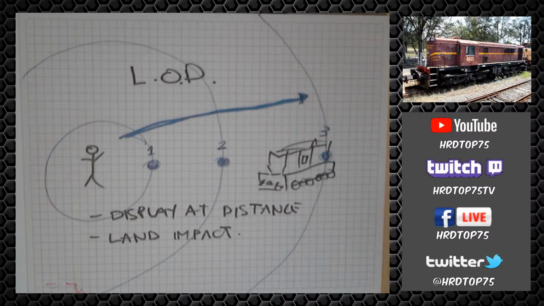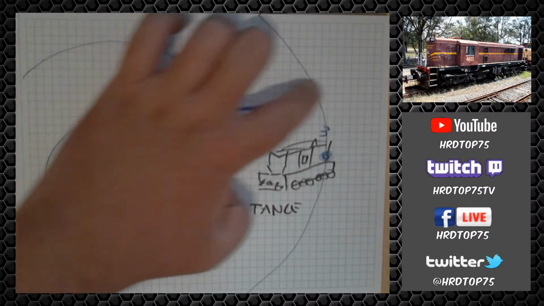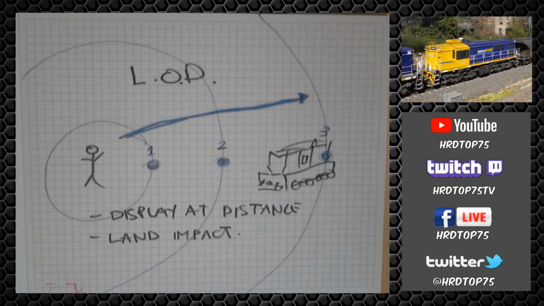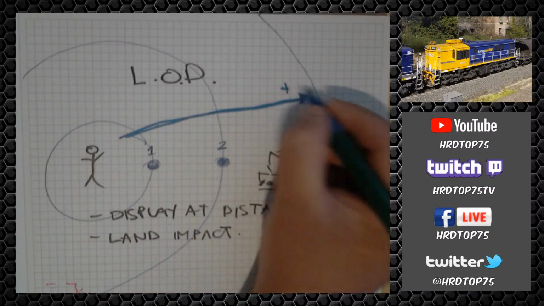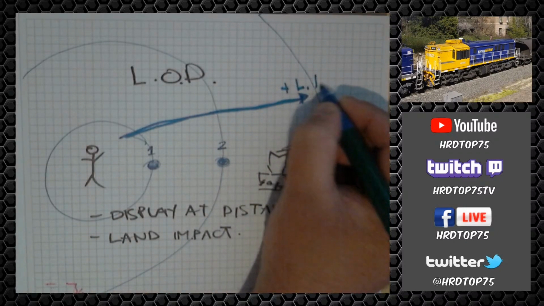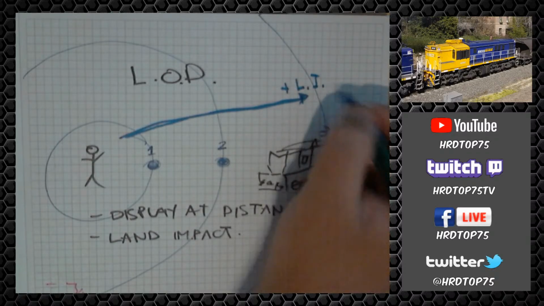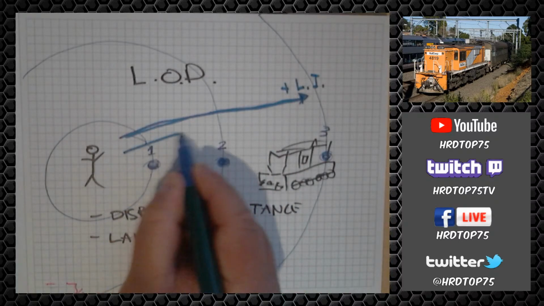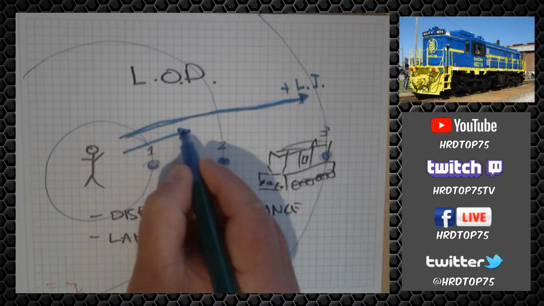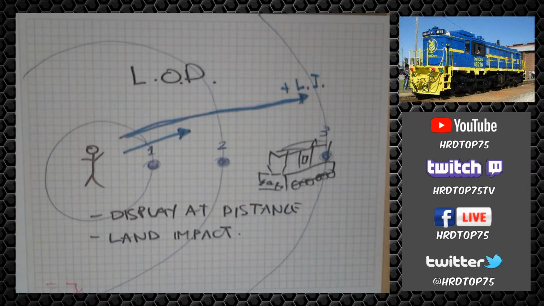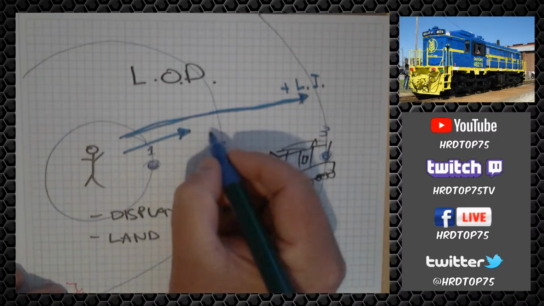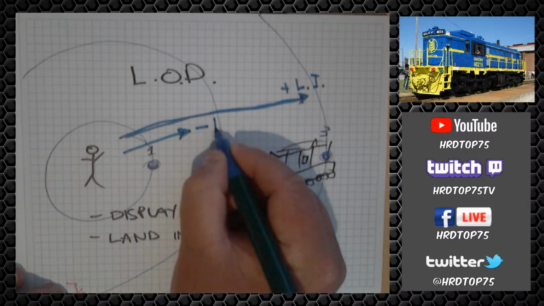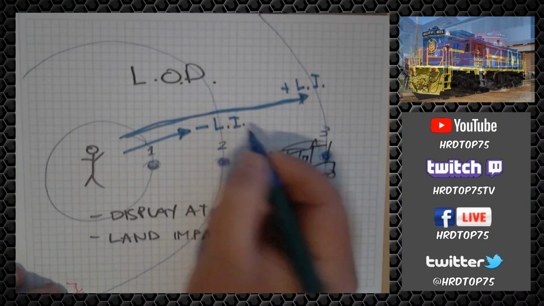Okay. So for the distance that we view, it is plus LI. The further away that we see it, the greater the land impact. The smaller, or the less distance that we see, equals less land impact.